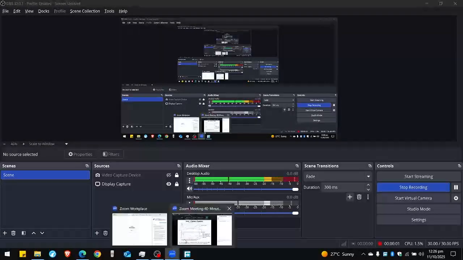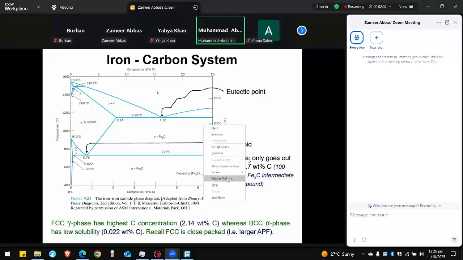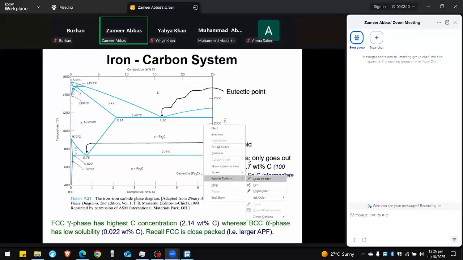Into this iron carbon diagram? No, sir. Hmm? It's clear to all.